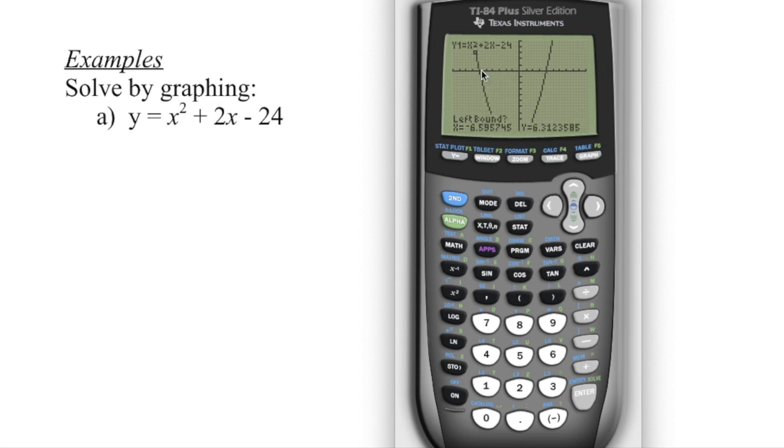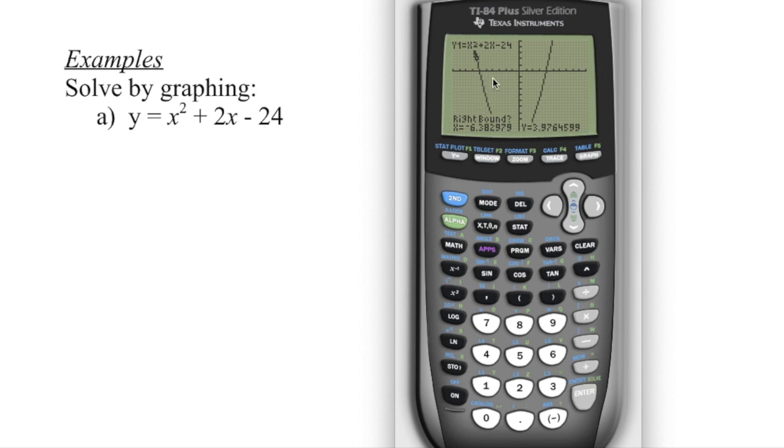Okay, so what you want to do is imagine there is a vertical line passing through that intercept. We are now on the left of it, so you want to get fairly close, and then we're going to press enter to say to our calculator, yes, we're on the left. Now our calculator says, are we on the right? So again, imagine that vertical line.